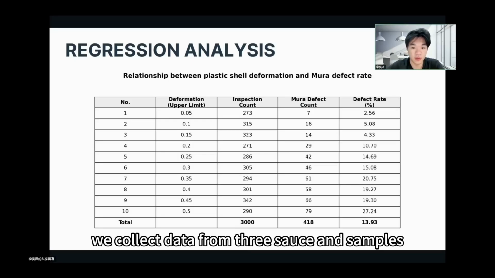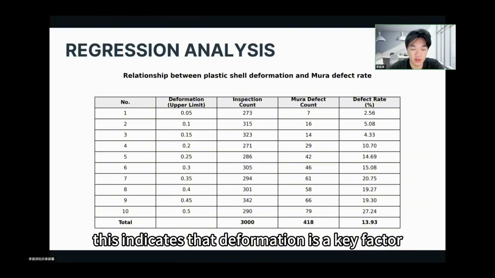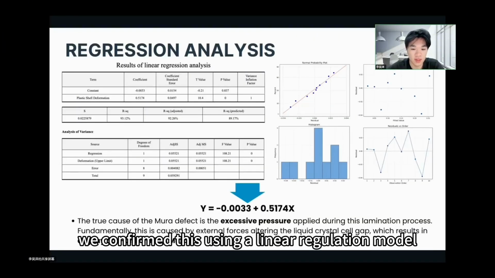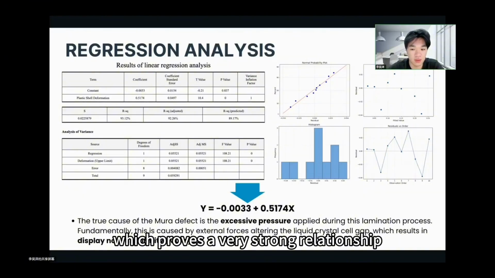In the analysis phase, we collect data from 3,000 samples to test our hypothesis. The table clearly shows a direct correlation. As the plastic shell deformation increases, the Mura defect rate rises significantly. This indicates that deformation is a key factor. We confirmed this using a linear regression model. The p-value is 0, and the adjusted R squared is over 92%, which proves a very strong relationship. The analysis confirms that plastic shell deformation is the root cause of the Mura defects, as it leads to uneven pressure during lamination.